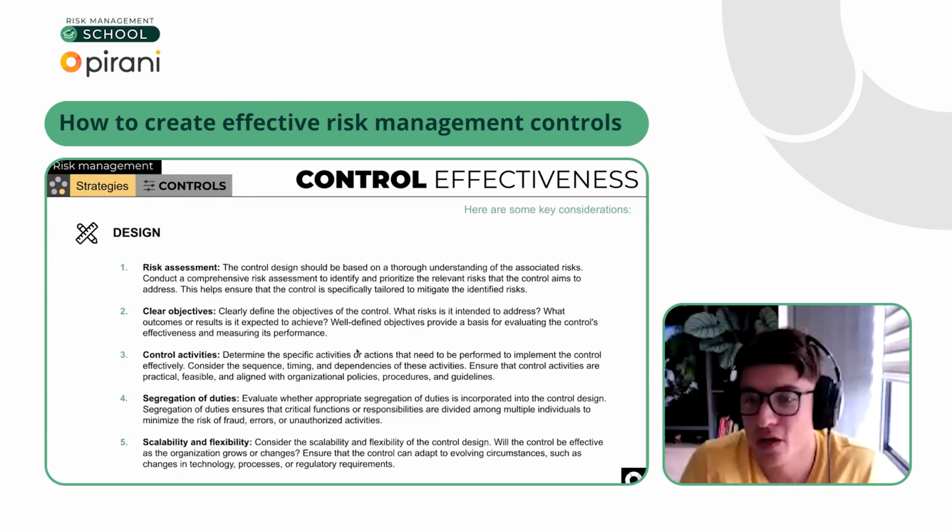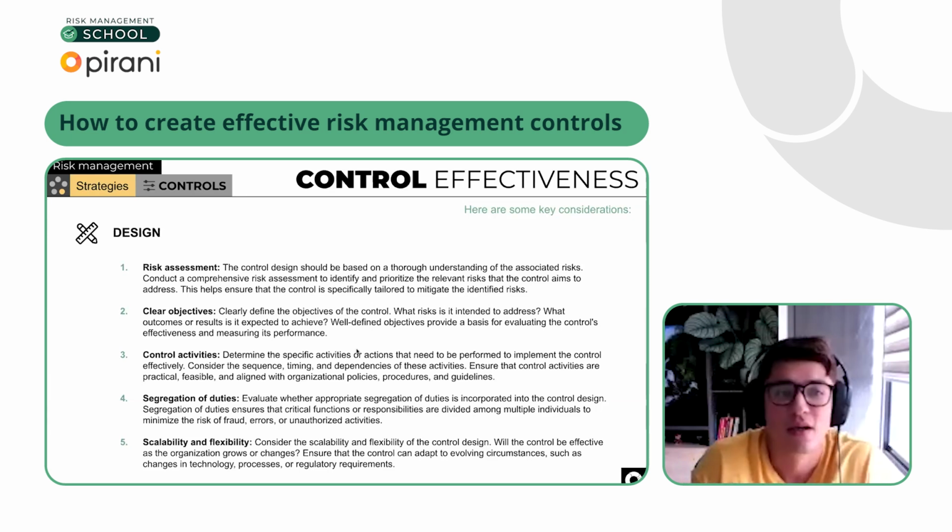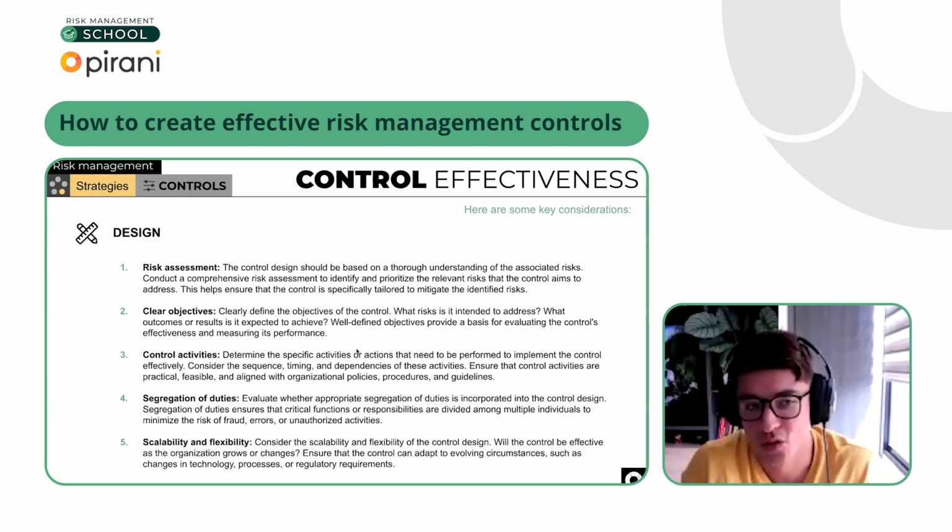You need to have clear objectives. What is this control about? What do we want to reduce? Do we want to reduce the likelihood? Do we want to reduce the impact? What is the control going to do?